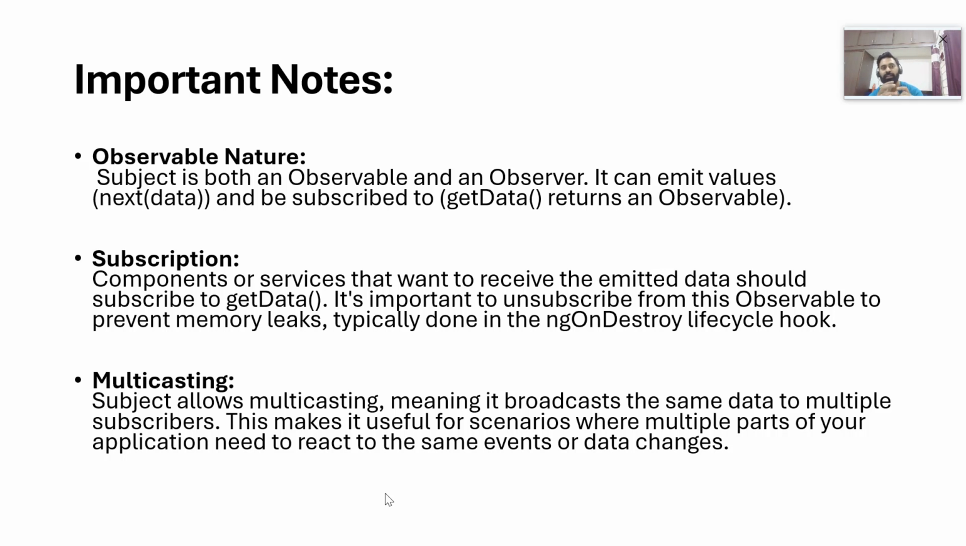So the important point is that here we are using the observer nature. So Subject is both an observable and an observer. It can emit values, next data. So with the next method, we are passing the data, and to get the data it has to be subscribed. So here in the get data we are using data$, or you can also use the get method. So here we're using the subscription. Basically, a component or service that wants to receive the emitted data should be subscribed to get the data. It is important to unsubscribe from the observer to prevent memory leaks, typically done in the ngOnDestroy lifecycle hook. These all things we have seen.